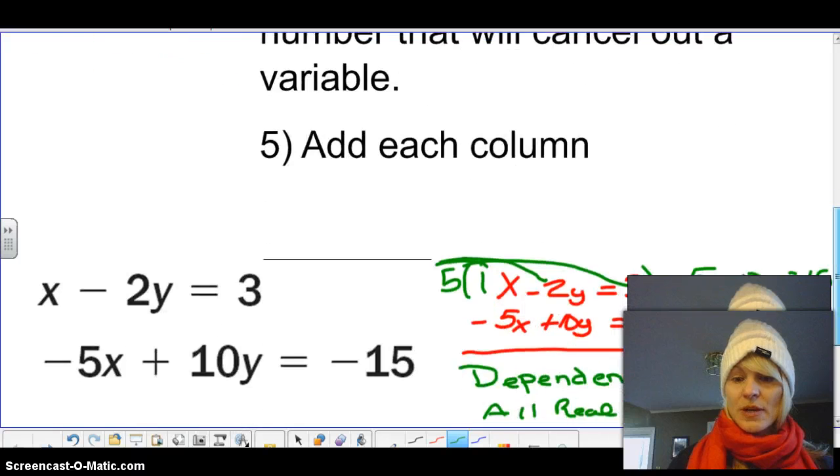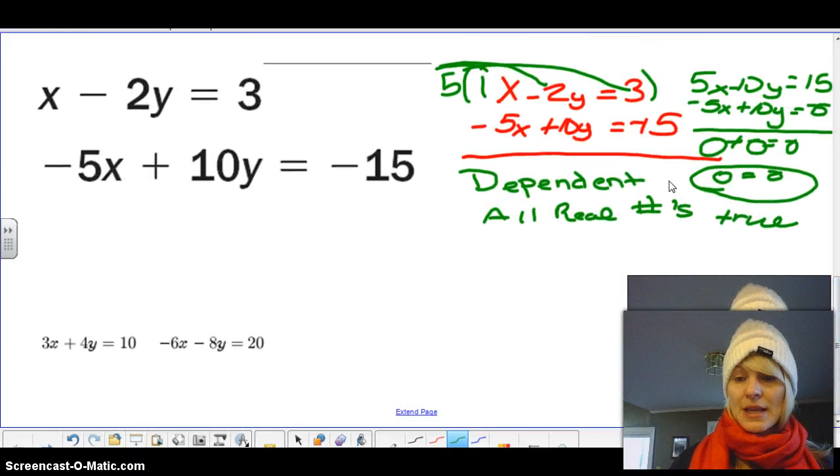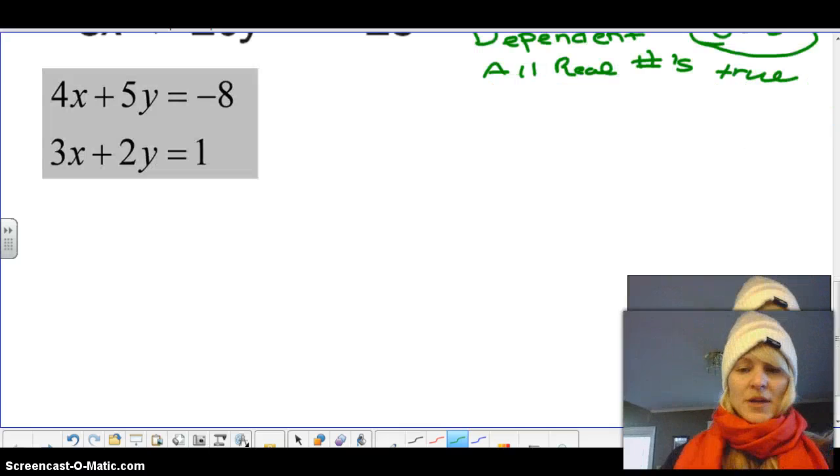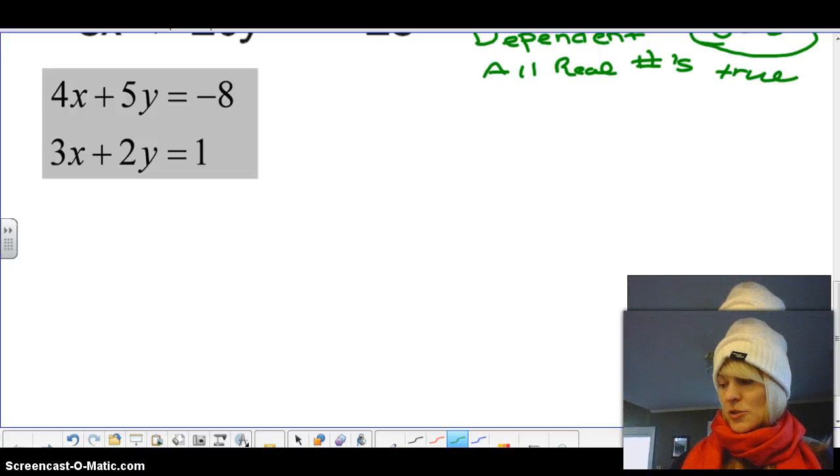If the inequality becomes true, then it's an all real numbers type situation. It's the same line, okay? And then we're going to go through one last problem. Okay, and so we'll look at the last type of problem I want to show you.